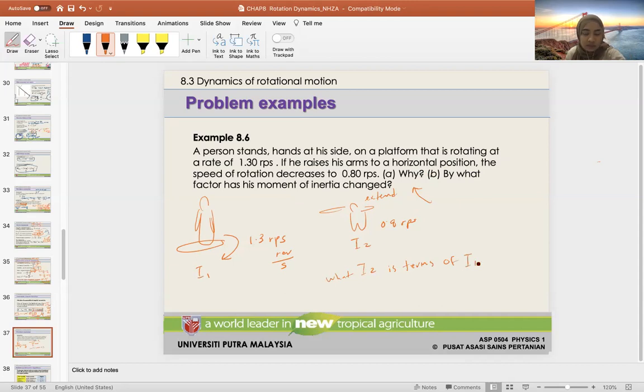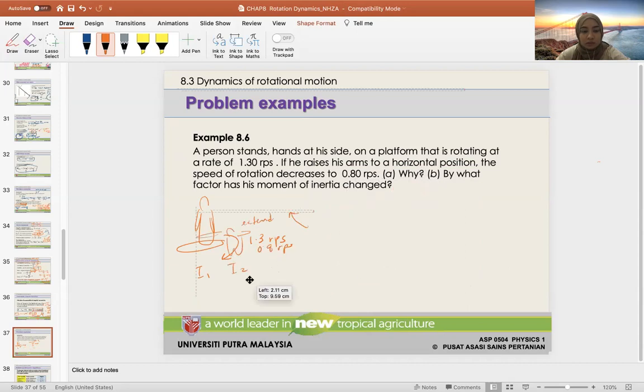Okay, why? Because it's asking how does I2 change in relation to I1? So what is I2 in terms of I1, basically. To do that, we have to write our equations. So let's erase this. Should I erase it or not? I should, because it's taking too much space. Okay, I'm going to put this somewhere else.